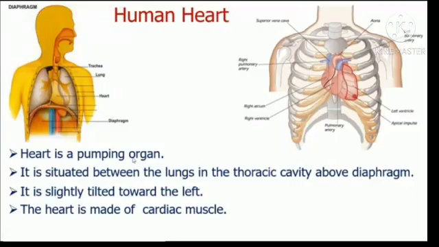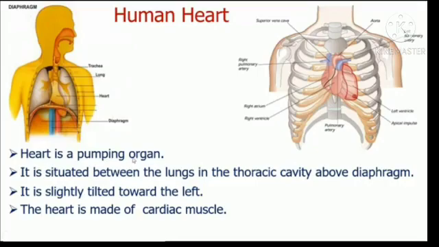First, the heart is a pumping organ. It is situated between the lungs in the thoracic cavity above the diaphragm. It is slightly tilted towards the left. You can see in the diagram it is slightly tilted towards the left.